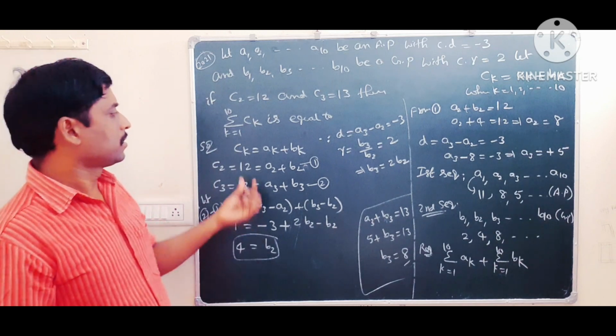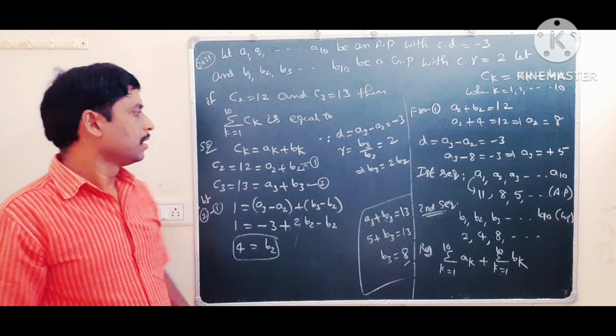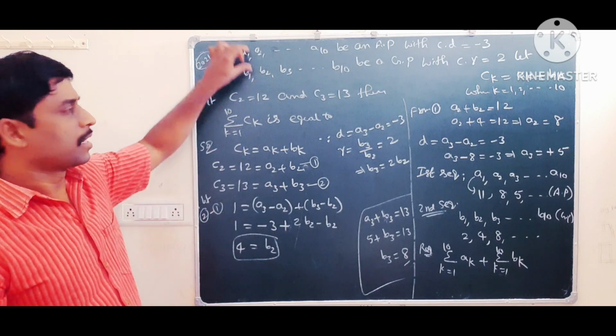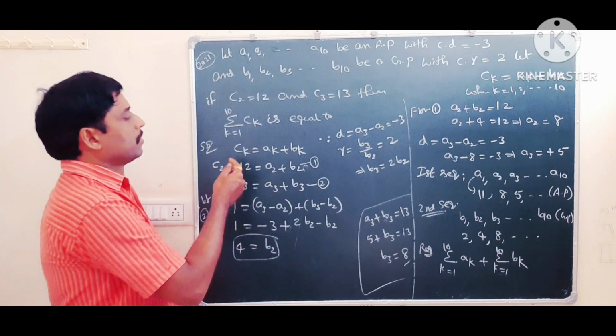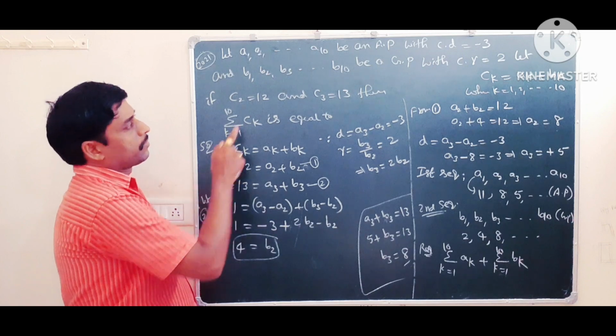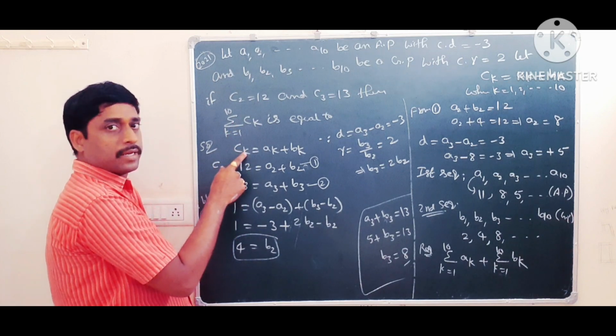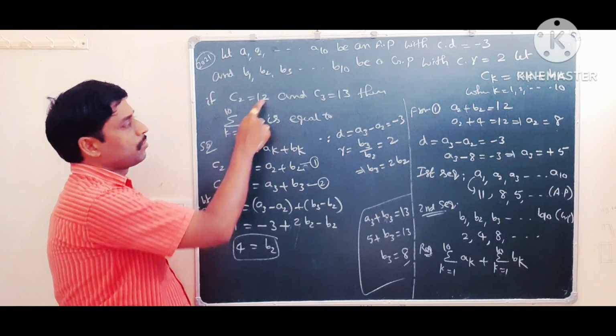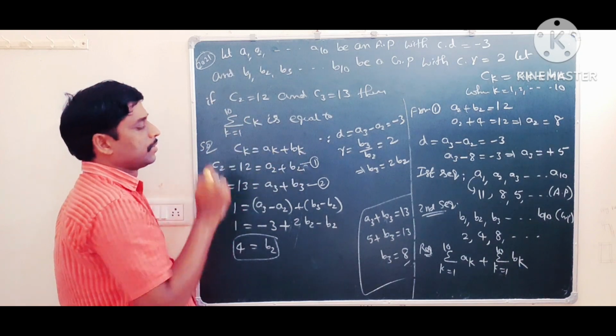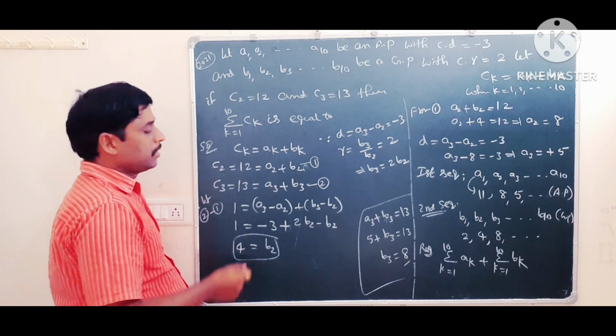So what is the given condition? Ck is equal to Ak plus Bk. First we have to find the first and second sequences. From the statement, C2 is equal to 12 is given. In the place of K, write 2. C2 is equal to 12, which is A2 plus B2. Let us take this as equation number 1.